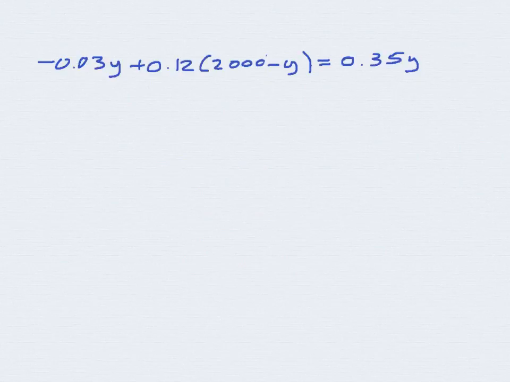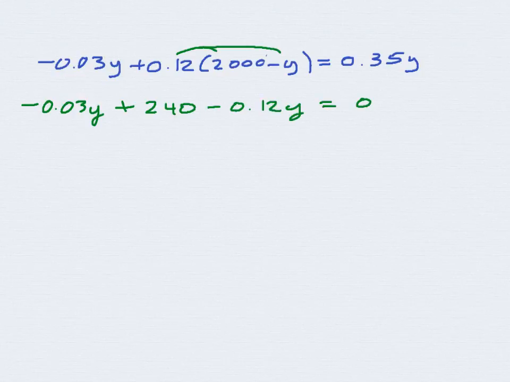Okay. This particular one has got decimals, but it doesn't change the method. You need to clear your brackets. So negative 0.03y. Now you got to do 0.12 times 2,000. So crack open the calculator. 0.12 times 2,000 is 240. There's no letters. 0.12 times a minus y is going to be minus 0.12y, and that's going to equal minus 0.35y.